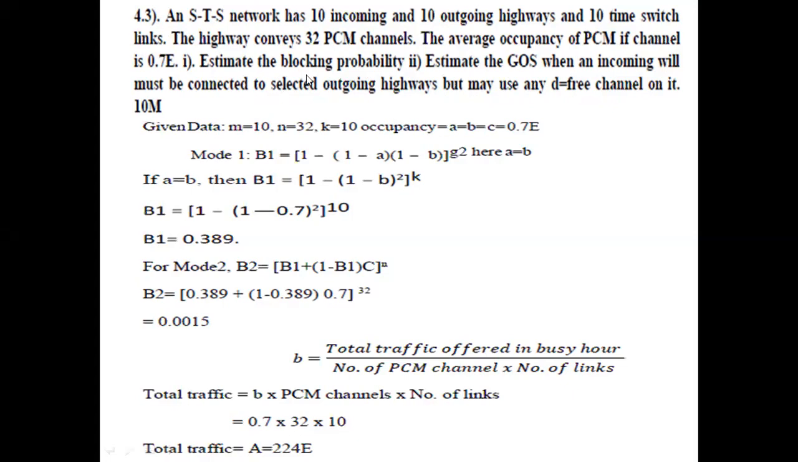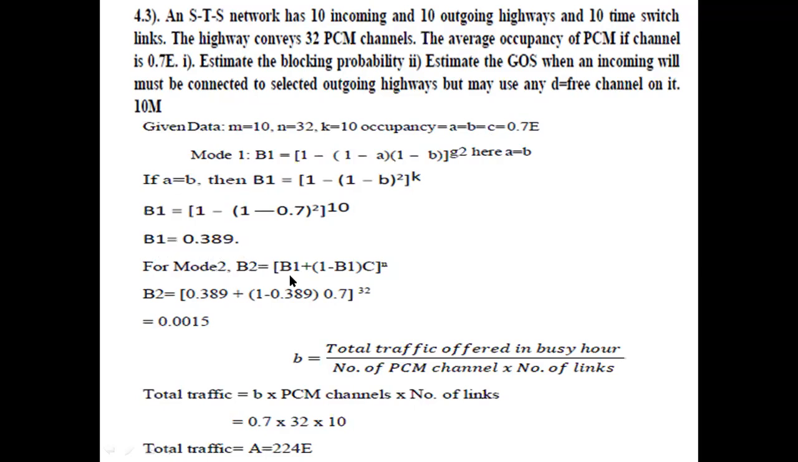Okay, before finding the blocking probability or the total traffic offered in this case, we need to find the grade of service under mode 2. For that, you need to find the grade of service under mode 1. We use the same equation. The small b turns out to be 0.7, and k, the number of intermediate links in this case, is 10. We'll find B1, which is 0.389.